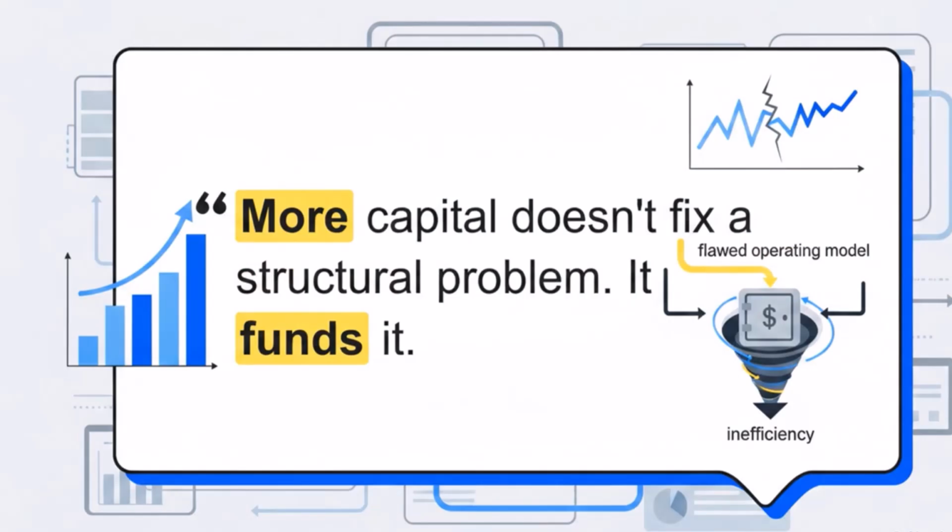More capital doesn't really fix a structural problem. It just adds capital to it. It just means you're going to consume more cash to achieve the same flawed results.